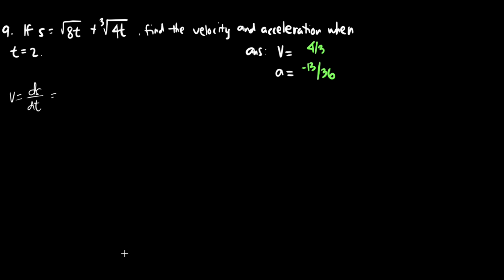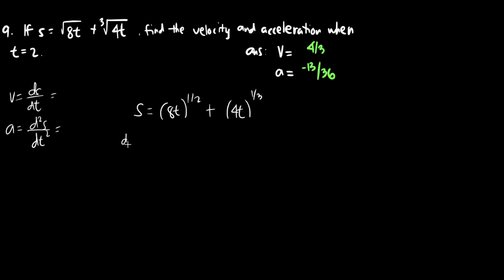And for acceleration, acceleration is just equal to d squared s over dt squared, or the second derivative. So we'll now solve for this one. So s is equal to 80t raised to the power of 1/2 plus the cube root of 40t, so raised to the power of 1/3.